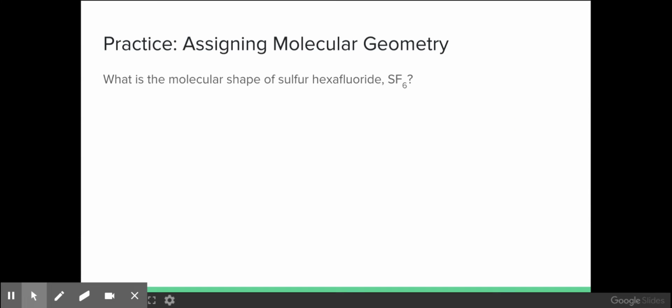If we're going to assign a shape to a molecule, we should be drawing it first. Take a moment and see if you can draw this molecule and then make a prediction as to what its shape is going to be. Keep in mind that we're going to be counting the total number of domains. So we look at the total number of bonding domains versus non-bonding domains to make a determination as to what the shape of the molecule is. So pause the video, draw the molecule, and we'll assign the shape together.